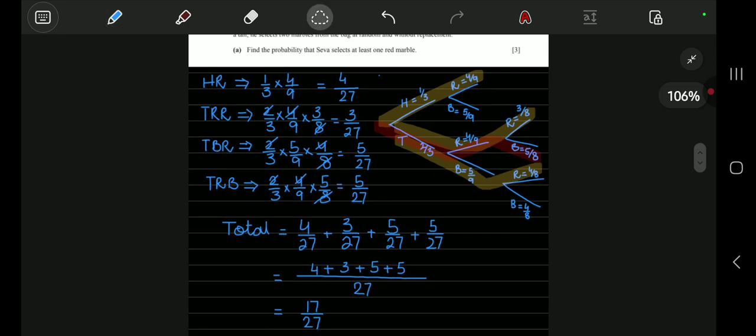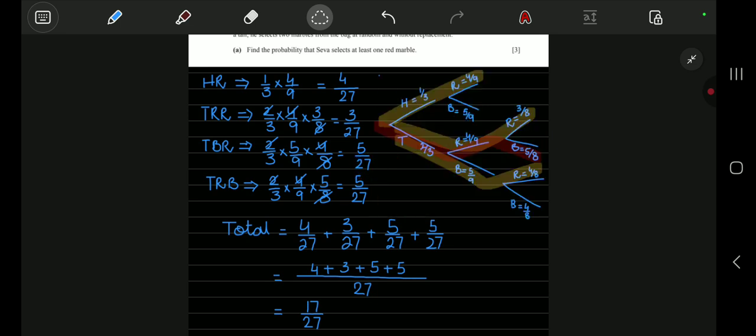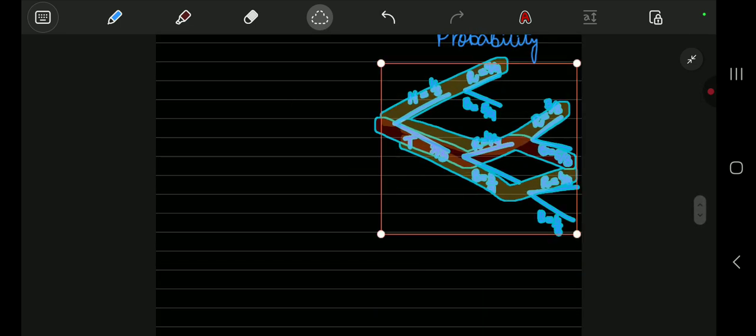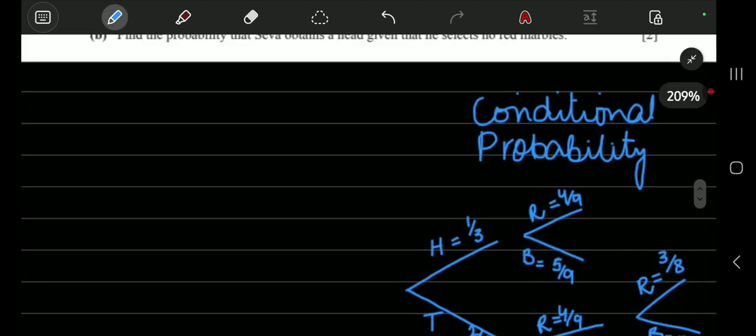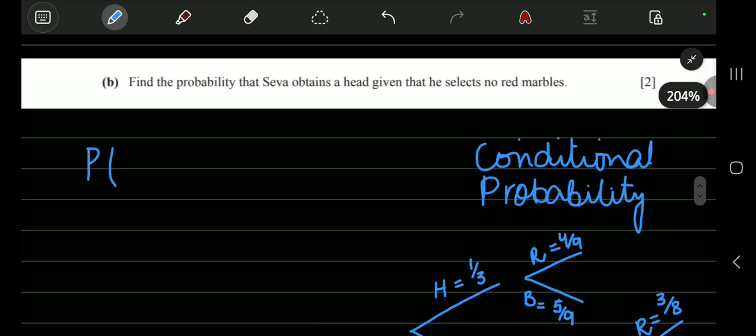Now, for doing this, I think we will be needing this tree diagram again. So let's copy this so that it is easy for us to look for our favorable outcomes from this tree diagram. Okay, now what is the formula for the conditional probability? That probability of given thing. What is the given thing? Obtains a head. So he obtains a head given that he selects no red marbles. So no red marbles means red dash.